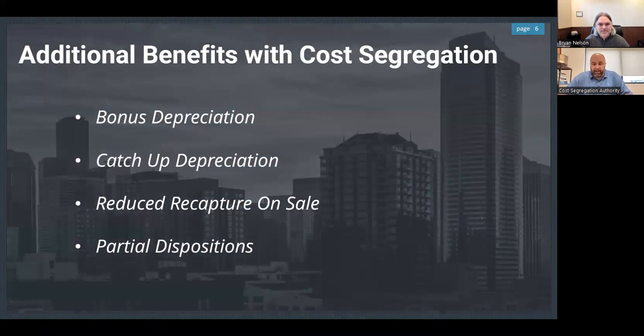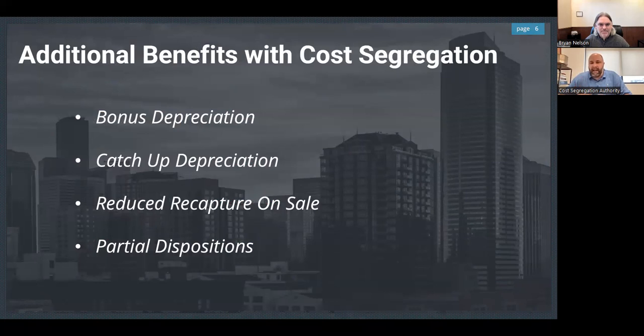Some of the additional benefits, Bryan, of doing a cost segregation study, we'll go through each of these individually, but one is called bonus depreciation, which really puts our deductions on steroids, essentially. It allows you to accelerate even faster. We'll talk about how that works and when that applies.